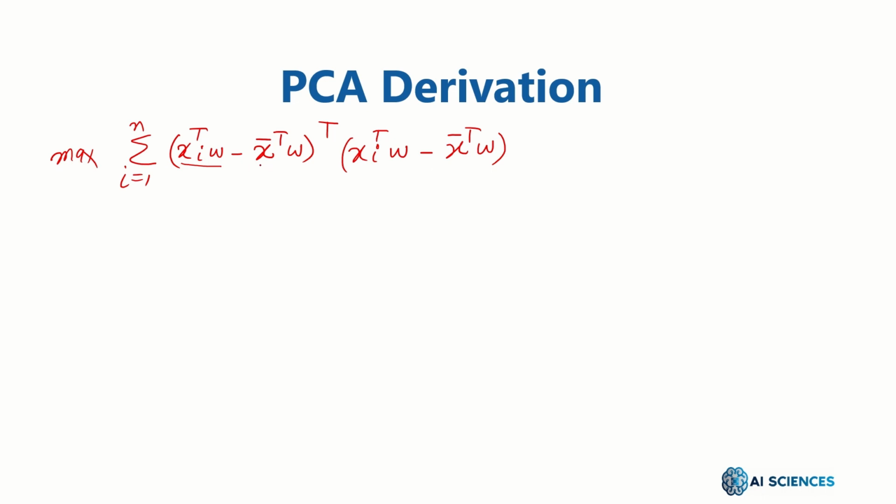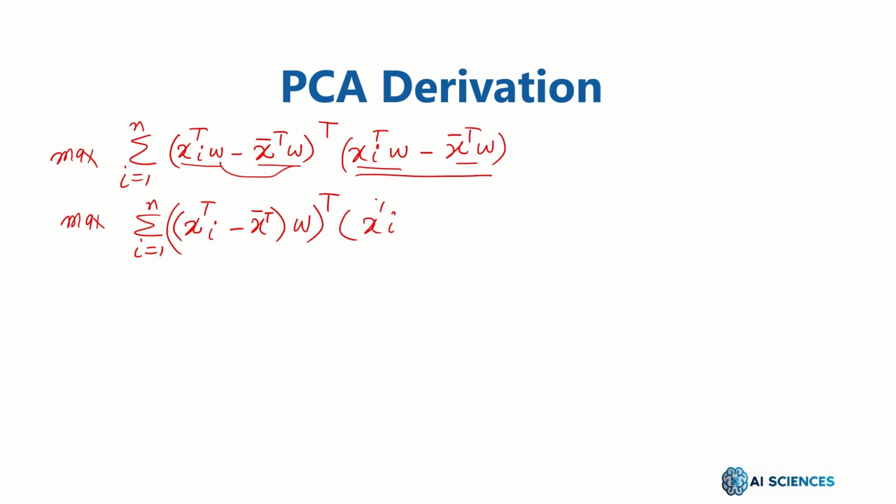Remember, this is yi, this is y mean, this is again yi, this is y mean, as long as k is equal to 1. Now before applying this transpose, you can see that this can be written by taking w common: xi minus x mean, transpose, with w pulled out on the right-hand side. So the expression is xi transpose minus x mean transpose, times w. Now if we apply this transpose, we get w out.